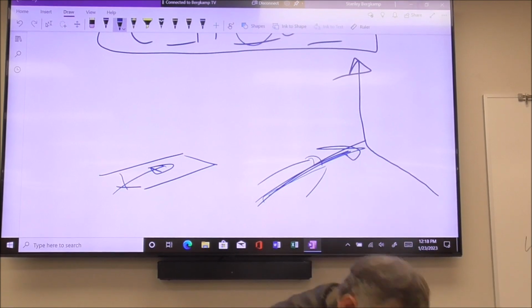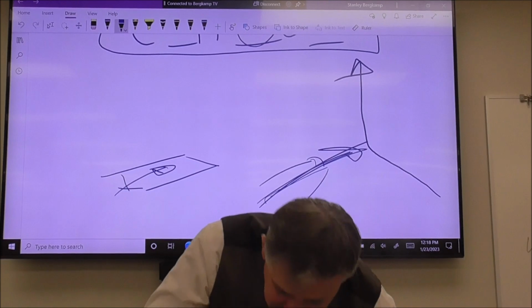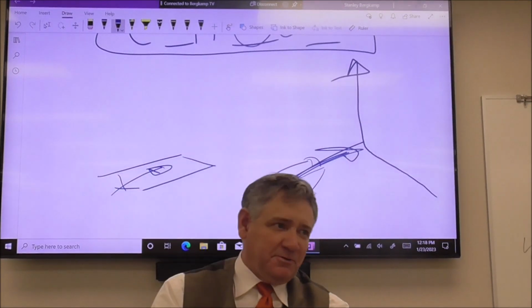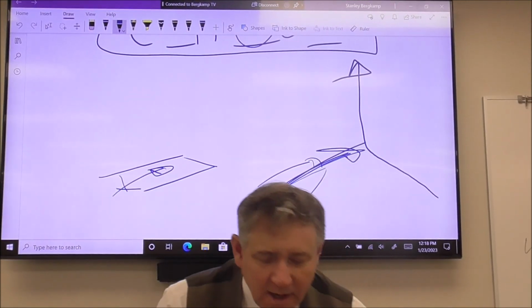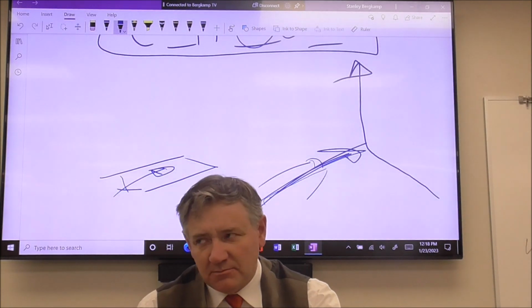Less mass, right? Now, another scenario. I've got this big massive Hank, this is Hank's bowling ball. Now imagine I'm rolling Hank along and I blow on Hank. What's going to happen? He's not going to move that much. Not going to move very much.